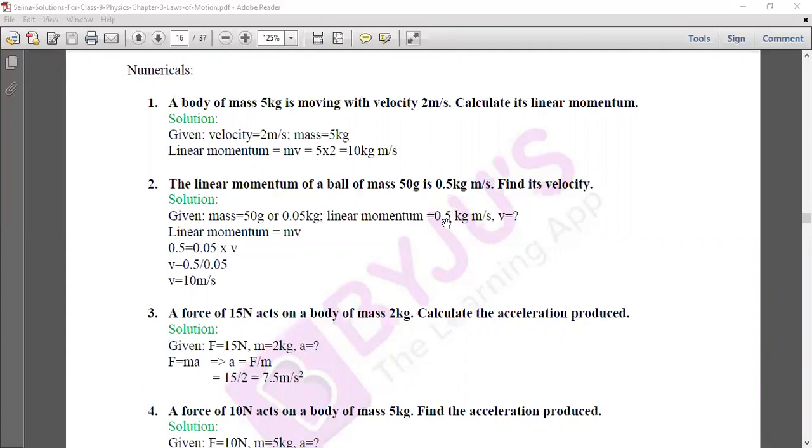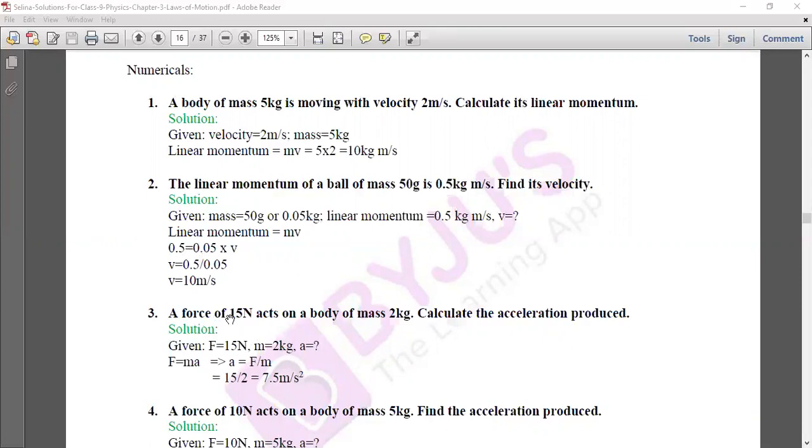So linear momentum is given, it is 0.5 kg meter per second. So we need to find the velocity here. So linear momentum is equal to mass into velocity. So linear momentum is 0.5 kg meter per second, and it is equal to mass, 0.05 kg, into v. So if we find velocity, it will be 10 meter per second.